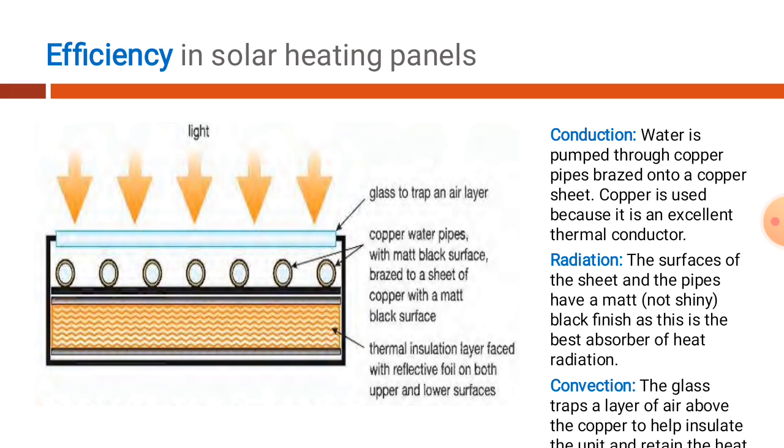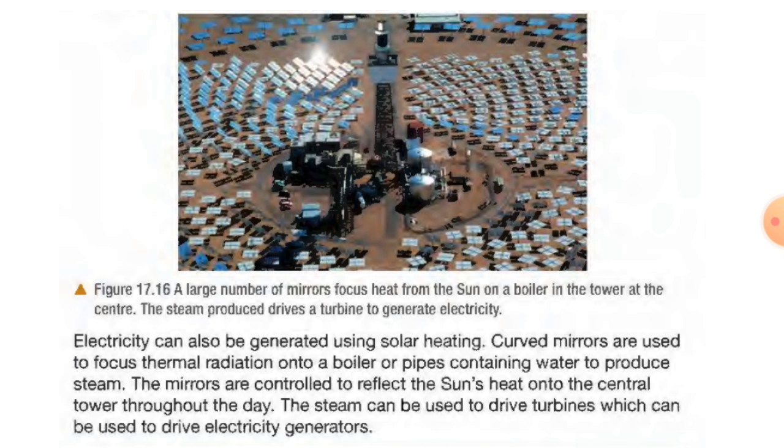Okay, then finally, the glass traps a layer of air above the copper, to help insulate the unit and retain heat. When it traps air, that means it doesn't allow convection currents to happen, and further it will reduce the escape of heat. Okay, so this is another system based on a similar concept, where electricity is generated using solar heating. It has curved mirrors.